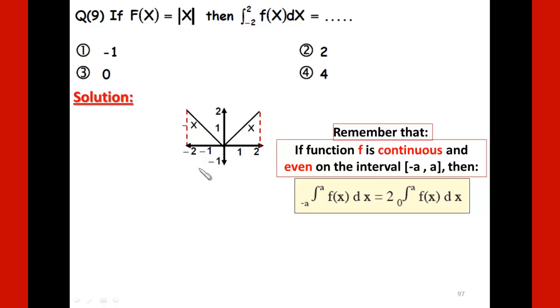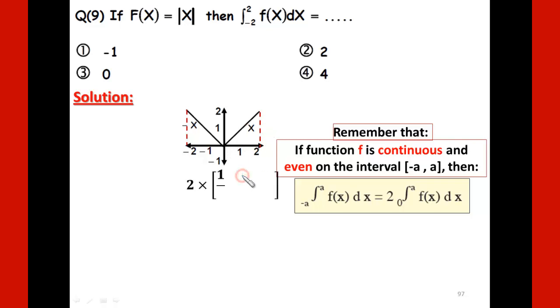The area under the curve equals the sum of the areas of these two triangles. The area of the first triangle equals half multiplied by base multiplied by height, and the length of the base equals 2, and the length of the height also equals 2. Also, the second triangle's area equals half multiplied by base 2 multiplied by height 2.